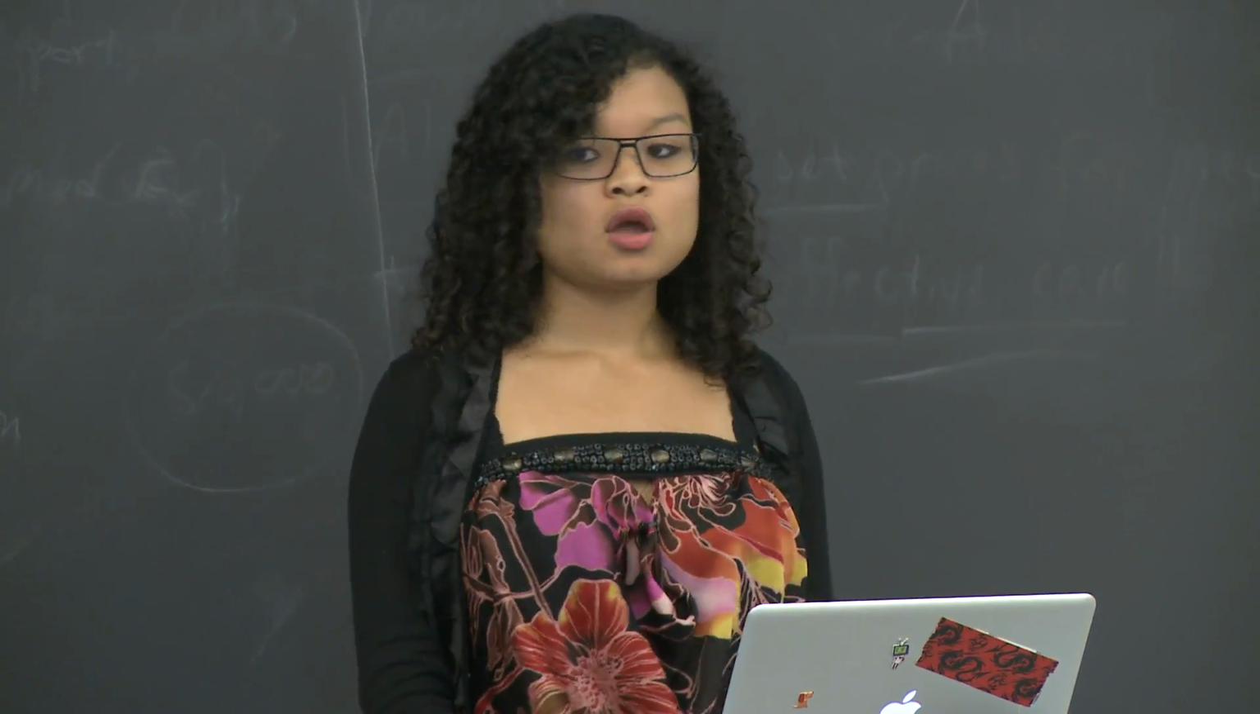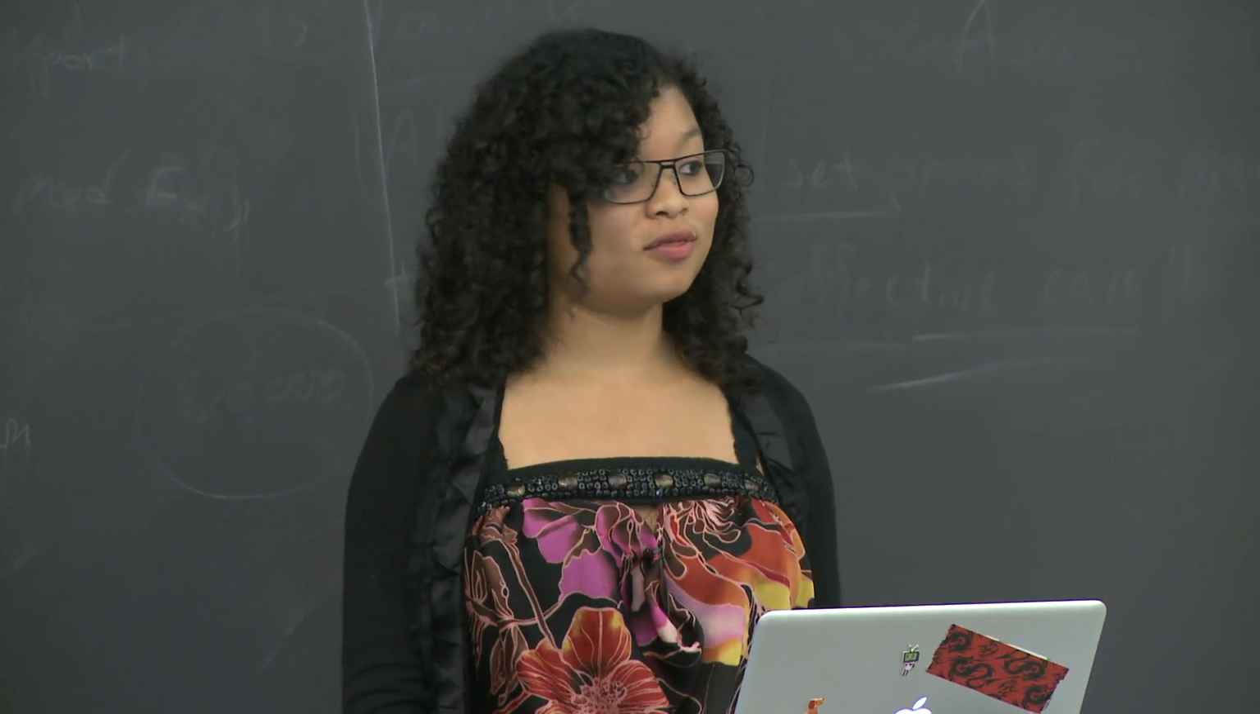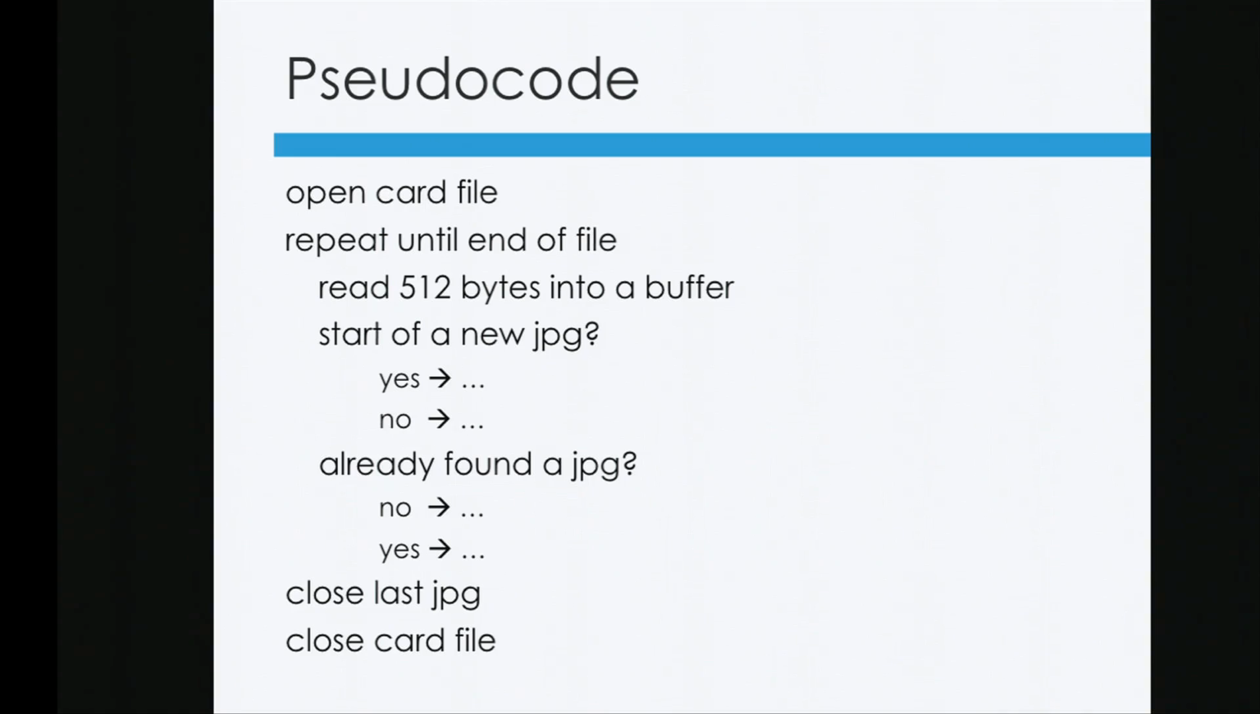Okay, so some pseudocode for the recover. First we're going to open our card file, right? And that's going to be using our file IO functions. We're going to repeat the following process until we've reached the end of the file. We're going to read 512 bytes at a time, and store it in a buffer. So basically, hold on to those 512 bytes until we know exactly what to do with them.